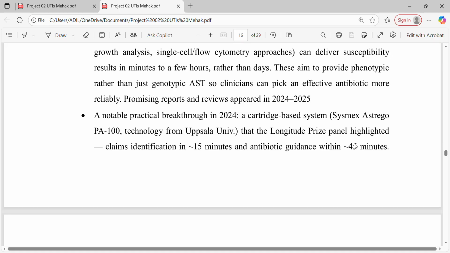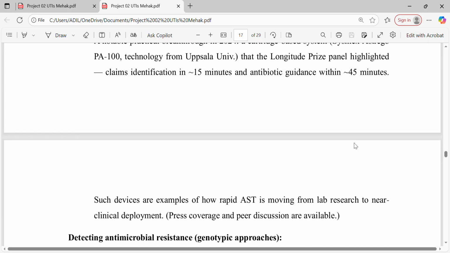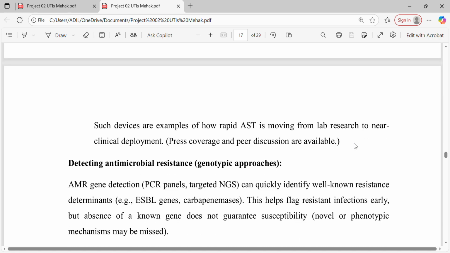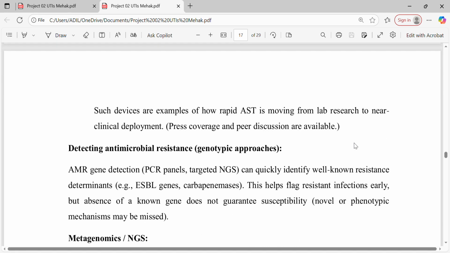A notable practical breakthrough in 2024: a cartridge-based system that the Longitude Prize panel highlighted claims identification in 15 minutes and antibiotic guidance within 45 minutes. Such devices are examples of how rapid AST is moving from lab research to near-clinical development.